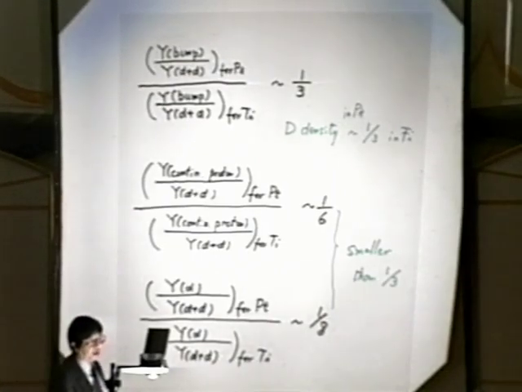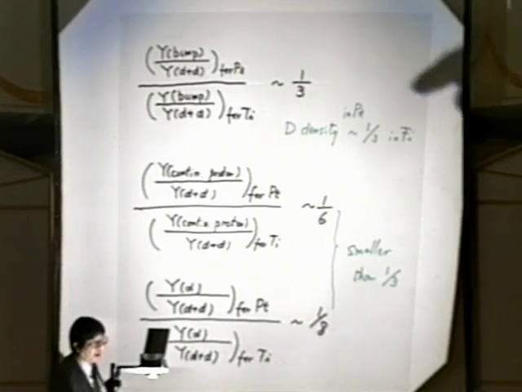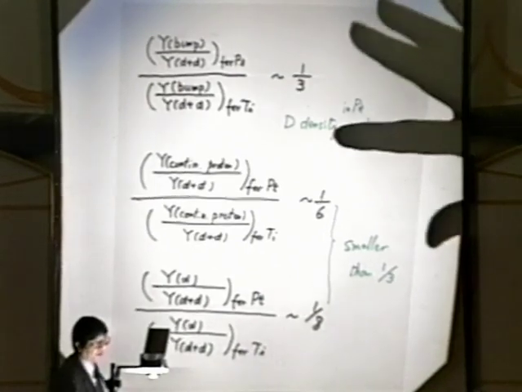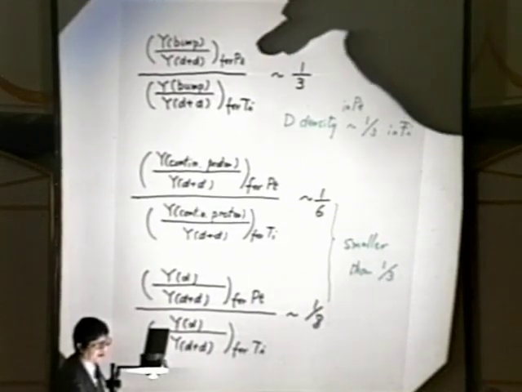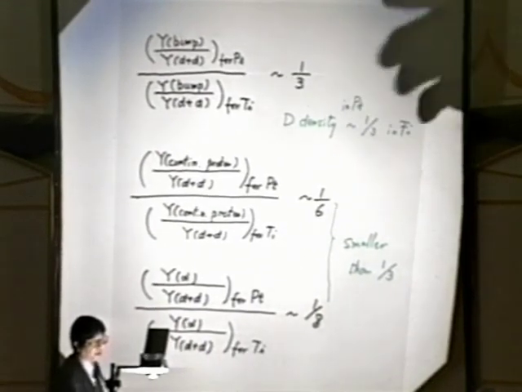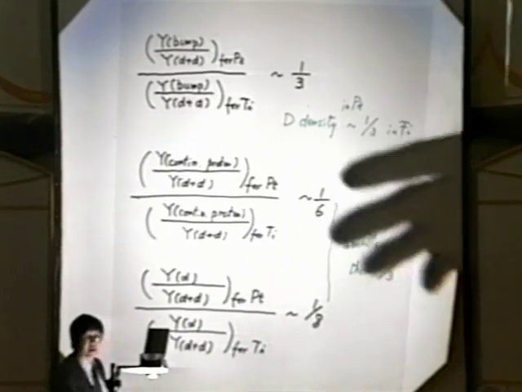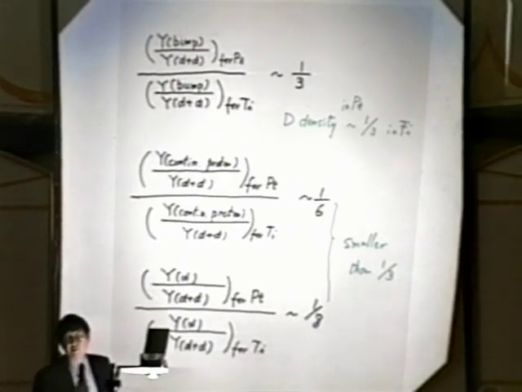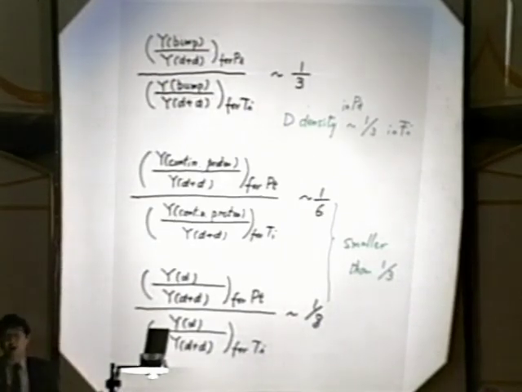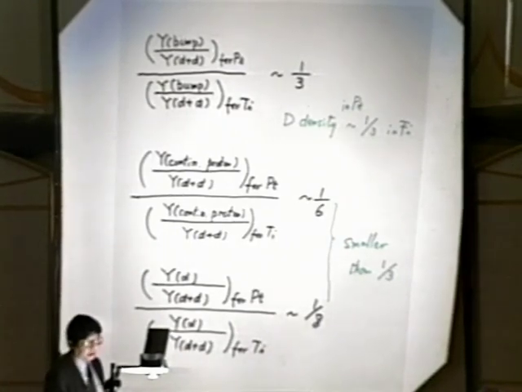This is a preliminary analysis though. I just give you a rough number. For the platinum case, this ratio is about 1/3 of the titanium case. That means the neutron density in platinum is, in the average sense, something around 1/3 of the titanium case.